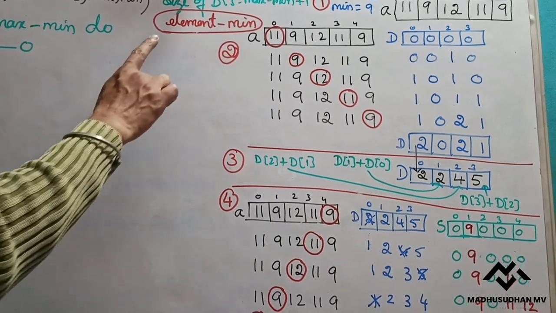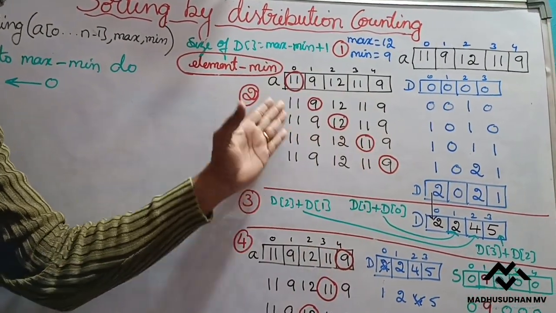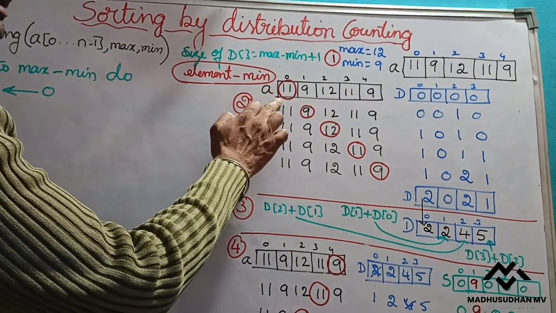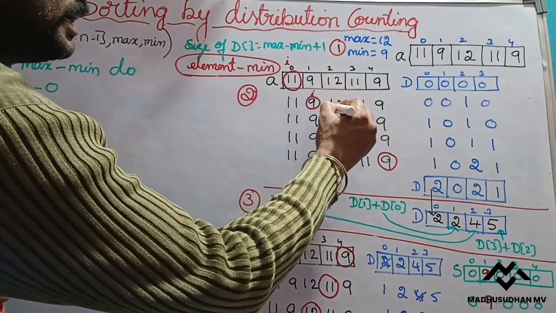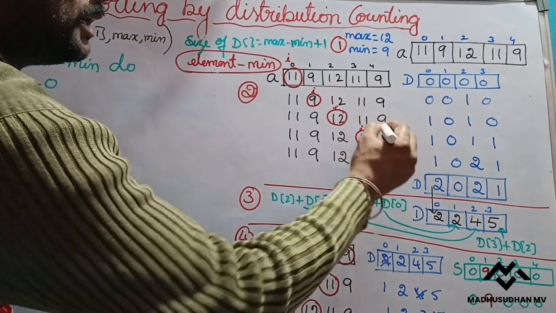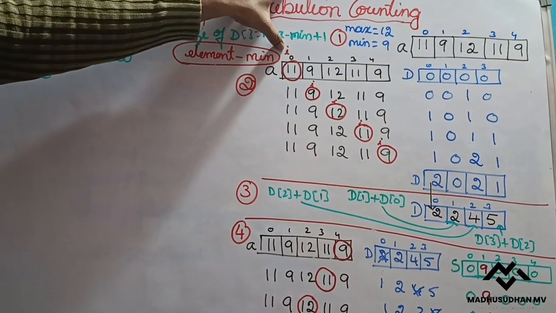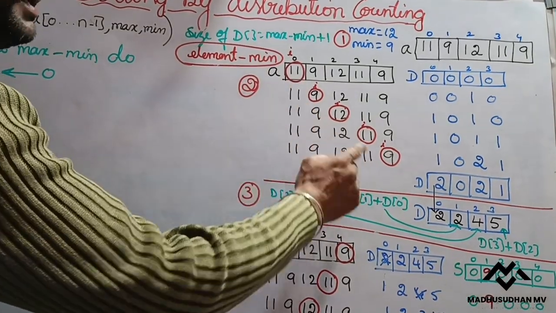For that, what is the formula we need to use? We find element minus minimum. See, in this one, I took this as the first element. That means each position I, this is my I here. This is the ith element. That means I started from the first position and moved to the last position.